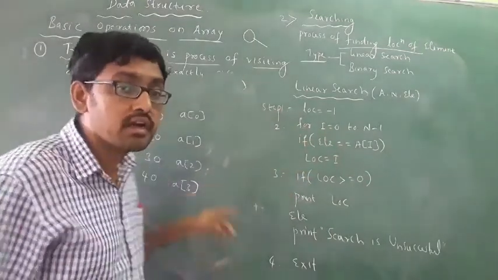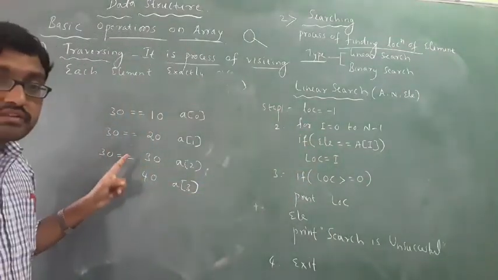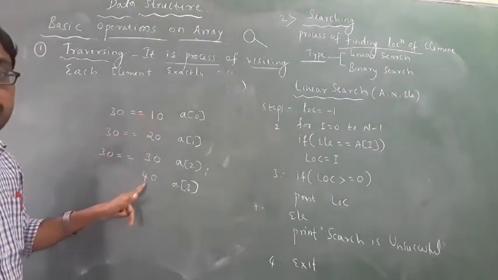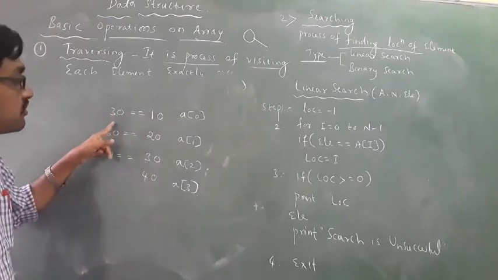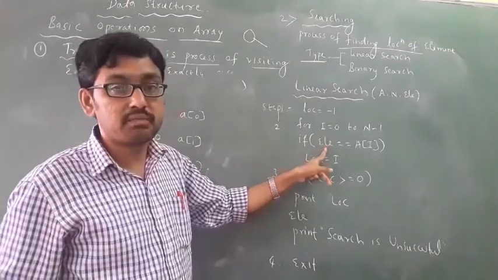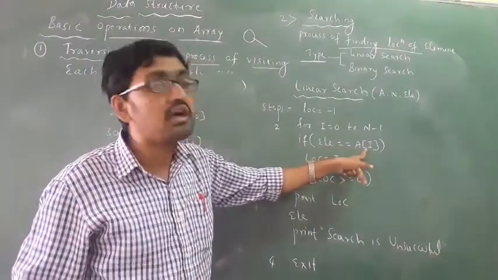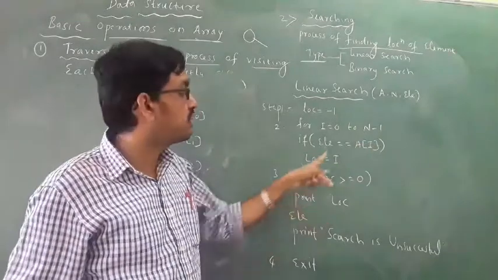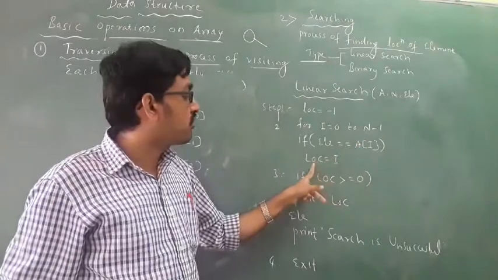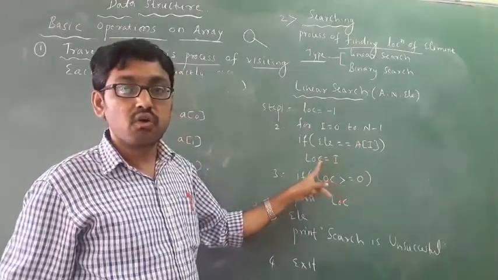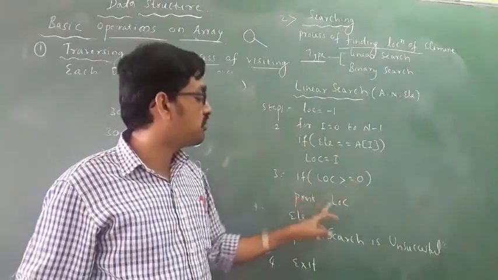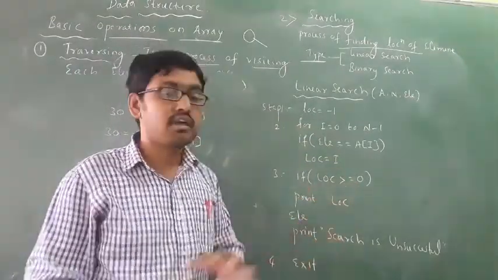How to search our element? I told you, what is linear search? You have to compare my element with all these array elements. Then I am writing here: my element is compared with all array elements. Then you have to find your location. Your loc equal to i. Then if location is greater than 0, print loc, otherwise search is unsuccessful.